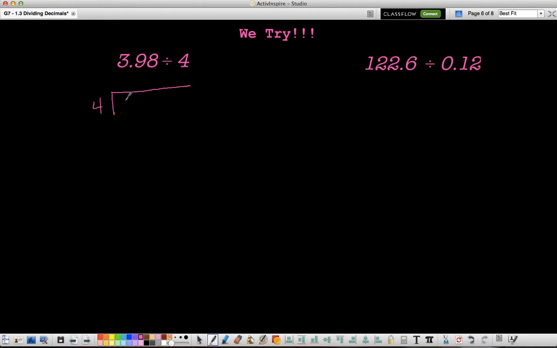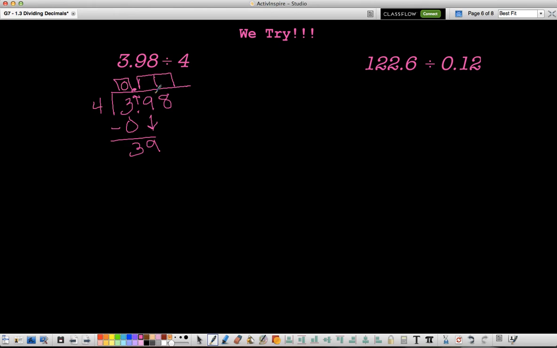And since 3 and 98/100 is the dividend, it's being divided, so it goes on the inside. Put up my chairs, bring my decimal straight up, and put up my chair. Okay, 4 goes into 3, 0 times. 0 times 4 is 0. Subtract. Bring down the 9.